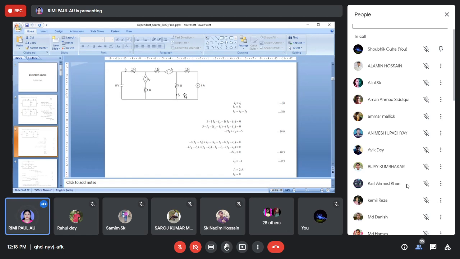So which method will you apply? The first question is which method you will apply. If it is not mentioned, you can apply the mesh analysis method, right? Or you can apply the current division rule, because the branch current is known. You can find IY using the current division rule, but you have to know what IX is. How to solve this problem?